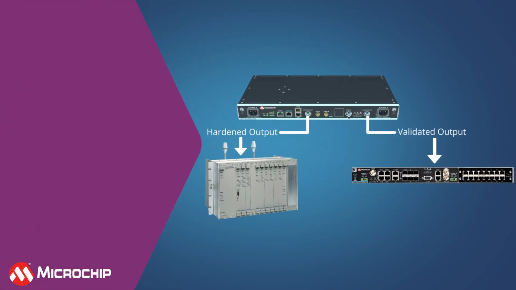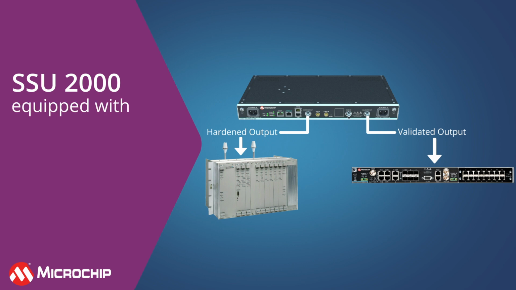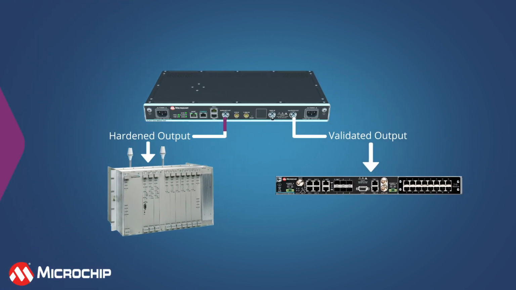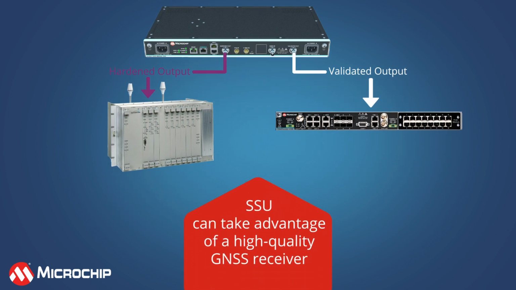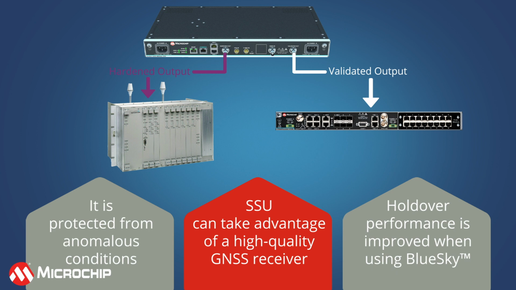The hardened output signal being sent to the SSU 2000 is ideal because the SSU does not include L1 and L2 band capabilities, nor does it have any anomaly protection. Additionally, SSU units equipped with Stratum 3E clocks have limited holdover capabilities. The hardened output feeding a GPS signal into the SSU is ideal because the SSU is able to take advantage of a high-quality GNSS receiver with L1 and L2 bands, it is protected from anomalous conditions, and the holdover performance is improved when using a BlueSky GNSS firewall equipped with a miniature atomic clock.